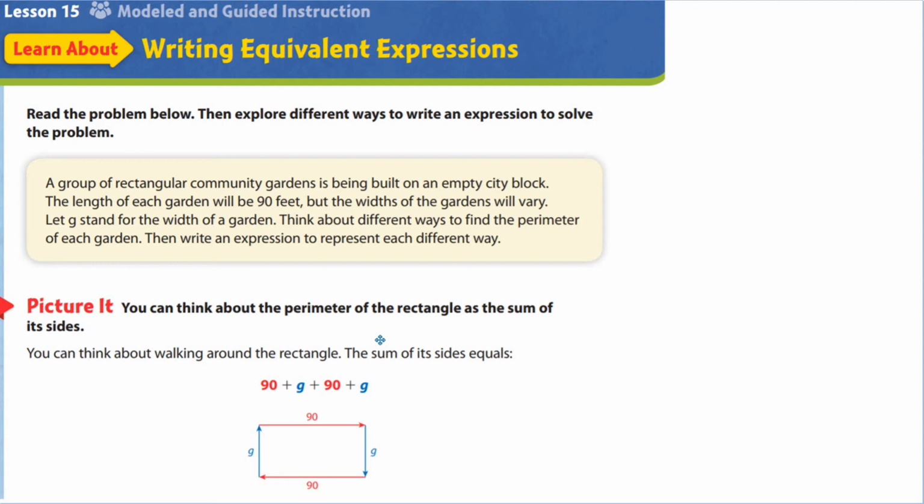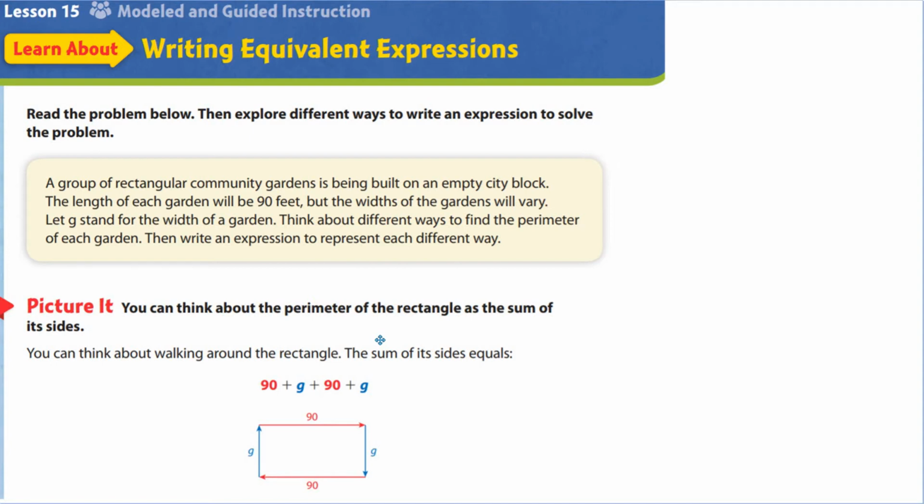Let's read the problem below, then explore different ways to write an expression to solve the problem. A group of rectangular community gardens is being built on an empty city block. The length of each garden will be 90 feet, but the widths of the gardens will vary. Let G stand for the width of a garden. Think about different ways to find the perimeter of each garden, then write an expression to represent each different way. If you can do that, that'd be great.